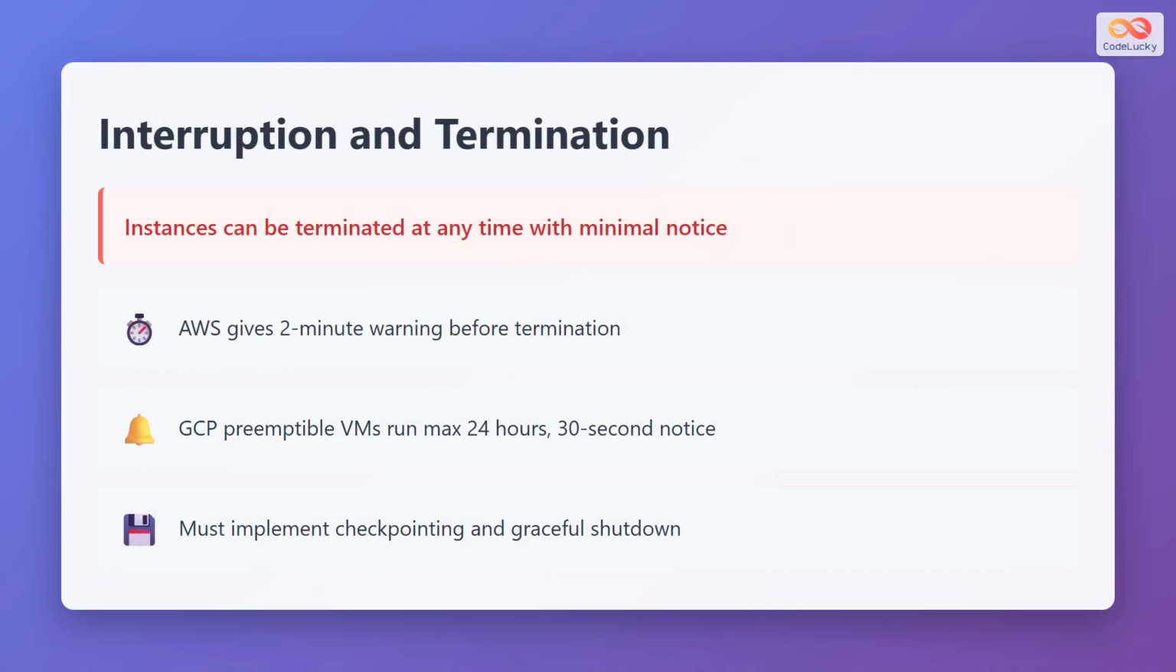The biggest consideration with spot instances is that they can be terminated at any time with minimal notice. AWS provides a 2-minute warning before terminating your instance. Google Cloud's preemptible virtual machines run for a maximum of 24 hours and give you only a 30-second notice before shutdown. This makes it absolutely essential to implement checkpointing, which means regularly saving your work progress, and graceful shutdown procedures that can handle sudden interruptions without data loss.